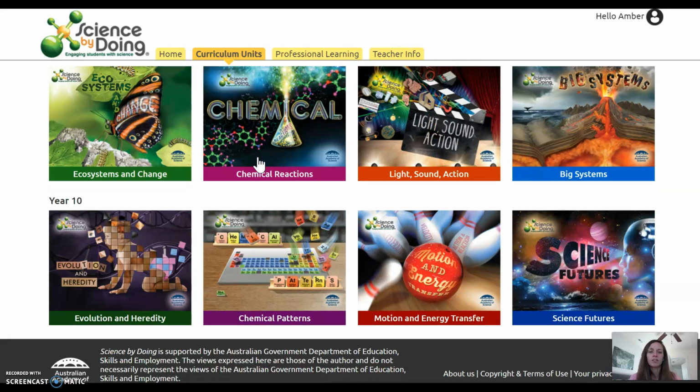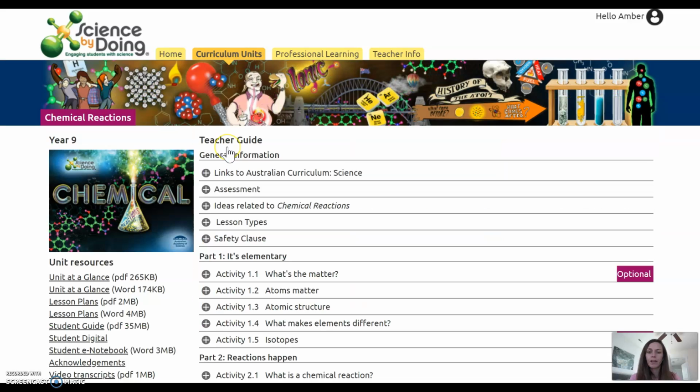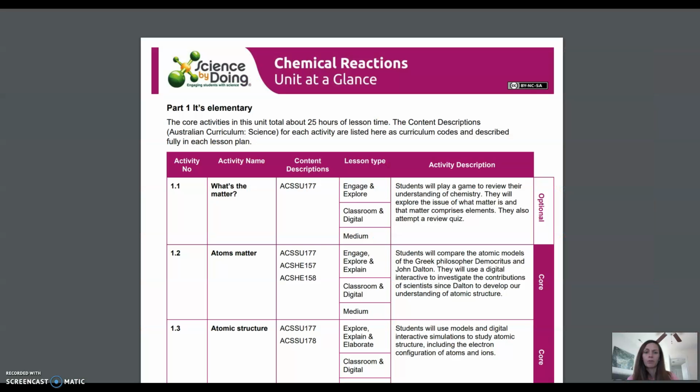So you can see all the different units that they have listed here. I specifically chose to look at this chemical reactions unit, and so I'll give you just a quick overview. Within each unit, you're going to have different parts, but each part is basically a topic that needs to be understood within the unit. Let me find the other page that I pulled up for you.